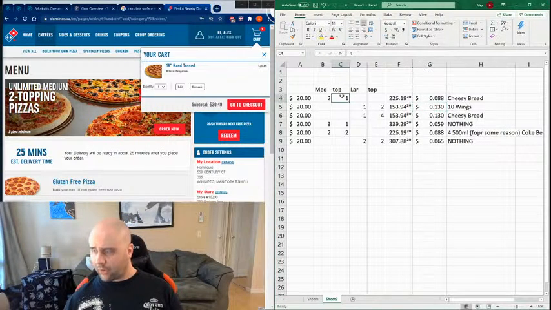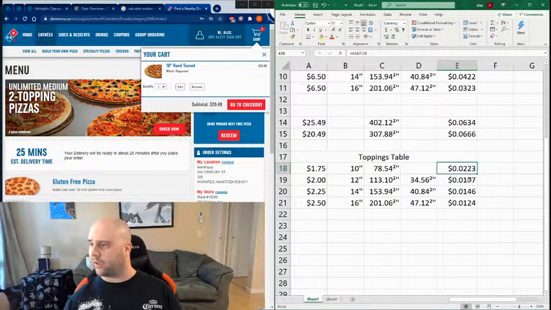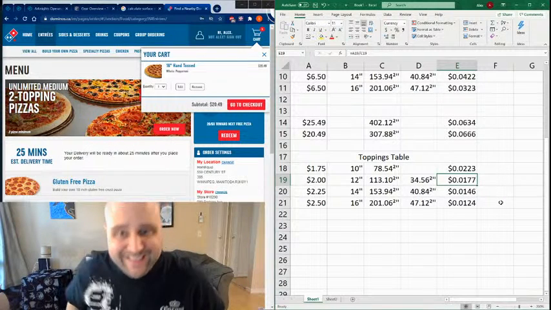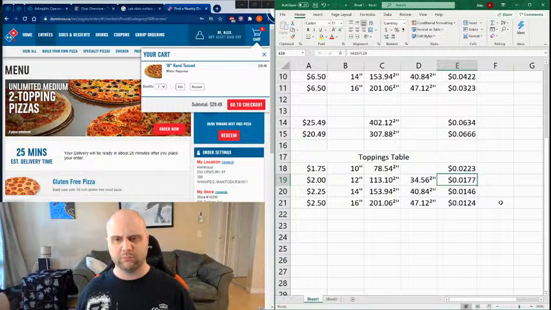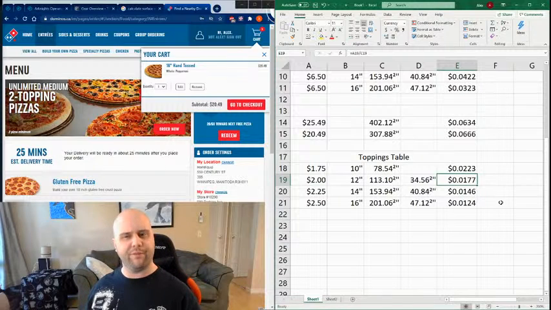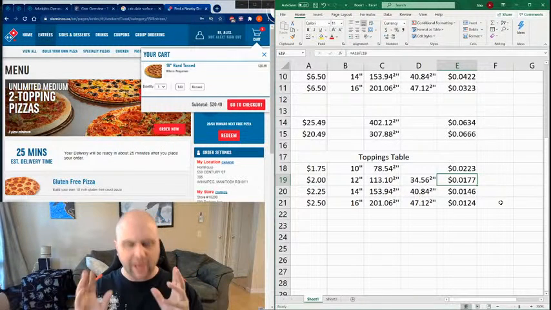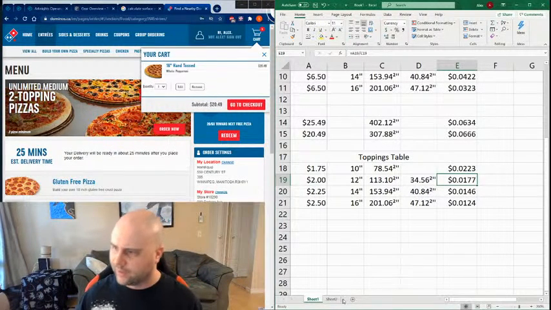So what we're going to do here is, okay, we've got our toppings here. We're getting one topping, so we're basically going to take 0.0177 cents off of the cost of that pizza. Oh no, we want to add value. Yeah, okay, that's what we're going to do. I think that works. I think that makes sense. Just right on the spot here, so that's what we're going to do.